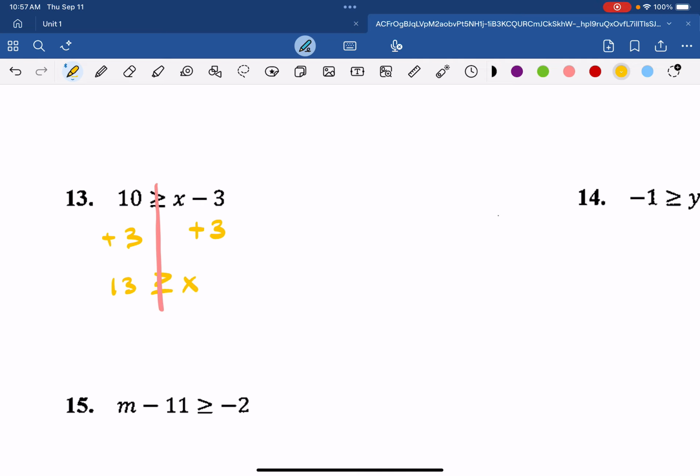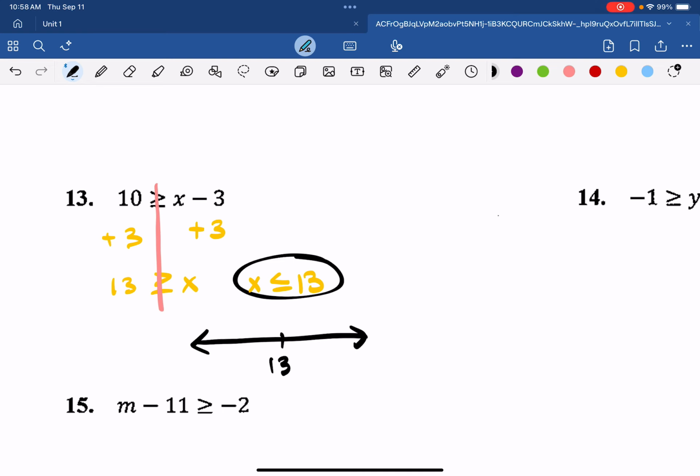Now we're going to graph. So I'm going to flip it, making sure that my symbol is pointing to the same thing again. So this time it's pointing to the x. So it needs to continue pointing to the x as I rewrite it. And now we're going to use this one to graph.